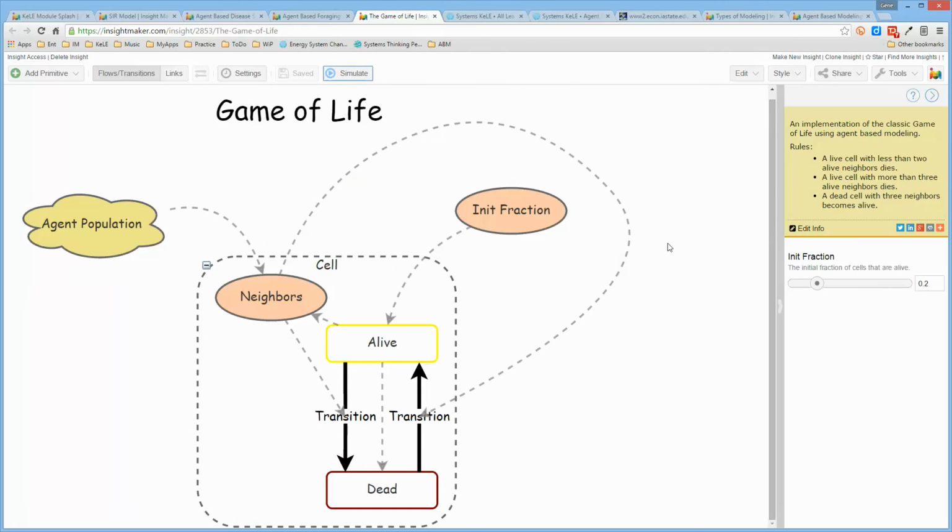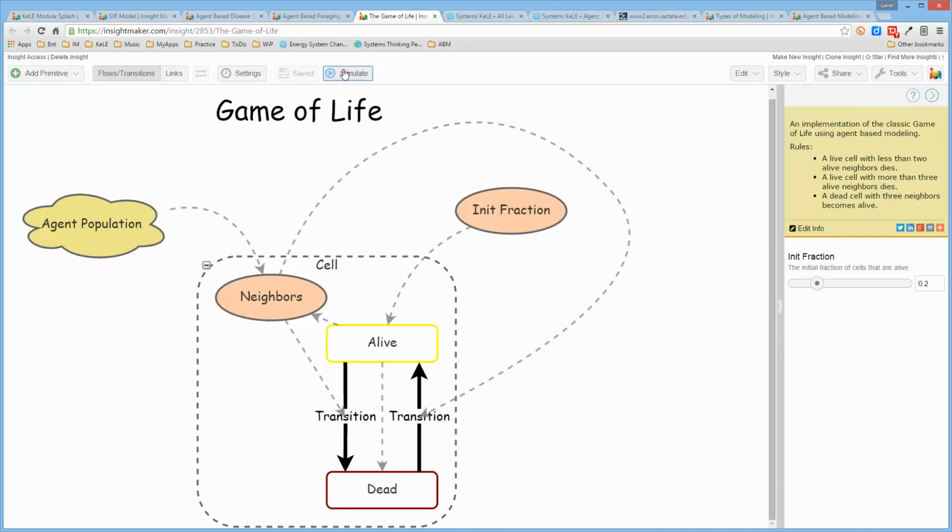Another example is called Game of Life, which was developed to show how a very simple set of rules can produce very different behavior on an ongoing basis. There's a set of cells laid out on a grid, and each one of those cells is either alive or dead. The interaction rules are that a live cell with fewer than two live neighbors dies, a live cell with more than three live neighbors dies, and a dead cell with three neighbors becomes alive.